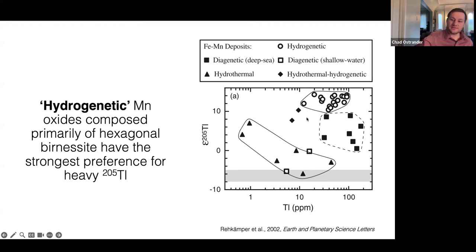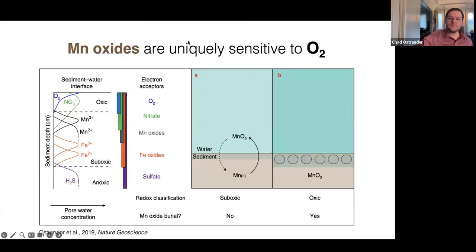And so even some of the positive fractionation we see in the other types is probably due to this hydrogenetic manganese oxide, hexagonal birnessite. So it's really unique. And so this link between thallium isotopes and manganese oxides is what makes thallium a viable proxy to track ancient oxygen. To be clear here and to state it up front, it's not that thallium isotopes are sensitive directly to oxygen. Very few proxies are. Thallium isotopes are sensitive to manganese oxides, and it's the manganese oxides that are sensitive to oxygen.